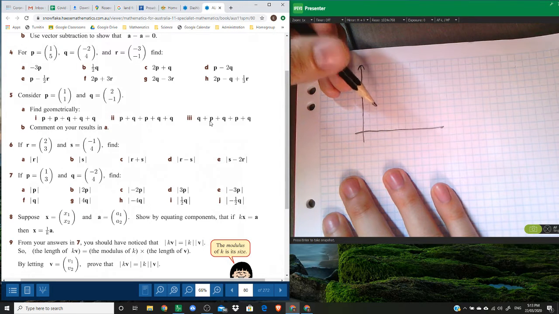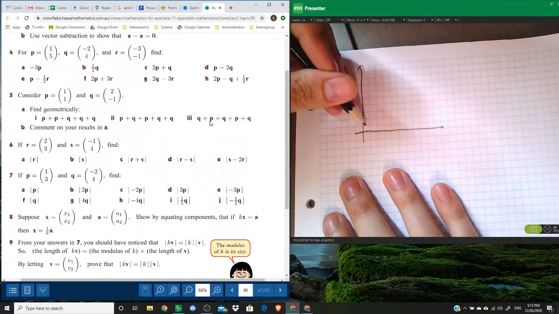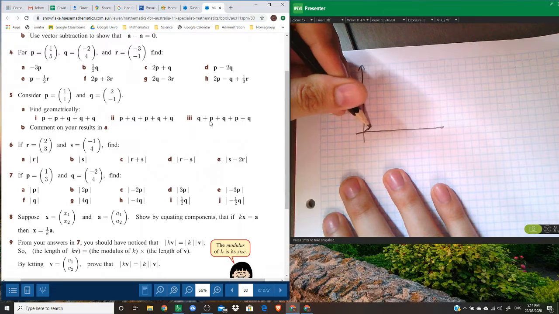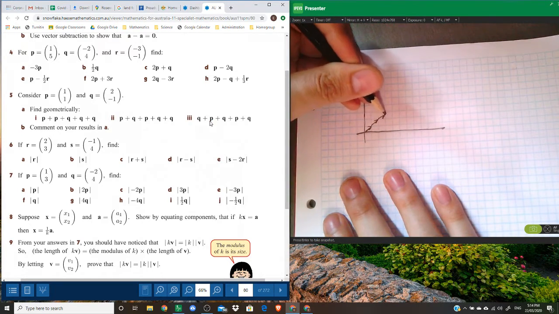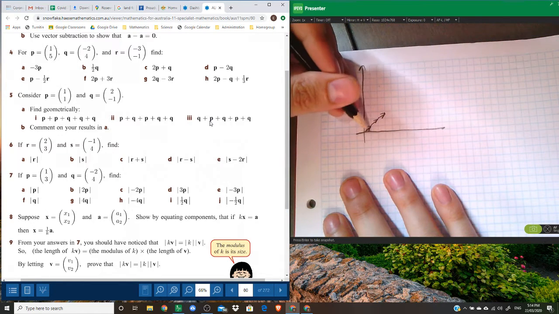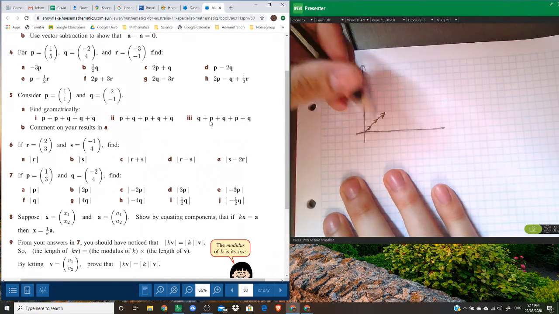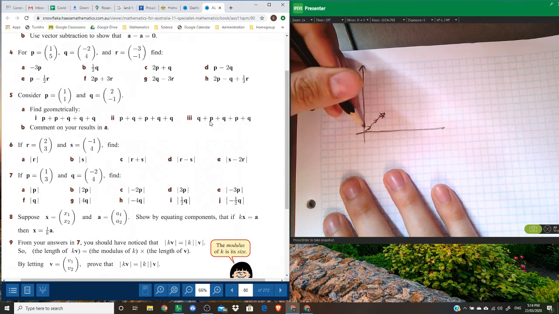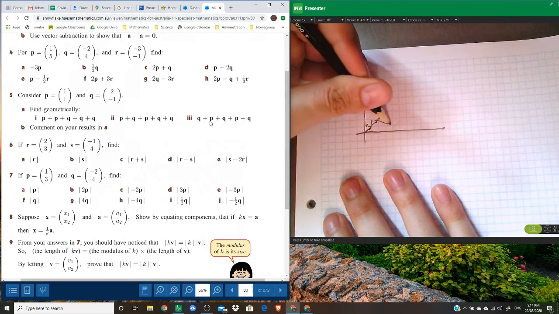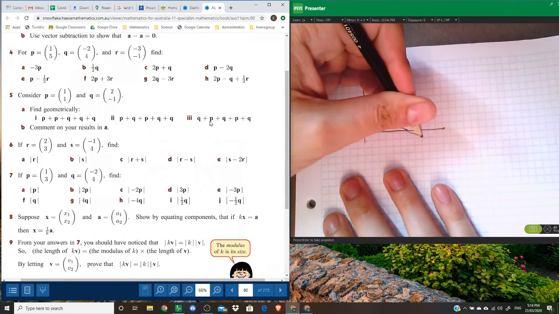P is (1, 1), Q is (2, -1). So number 1: P plus P plus P, so I've gone up to here. No, sorry, only 2 of those. Then 2 across, 1 down, so it's P, P, Q, Q, and then 1 more Q.